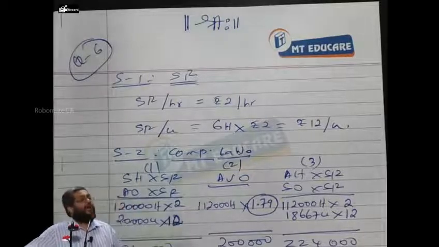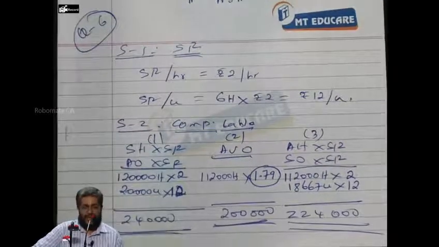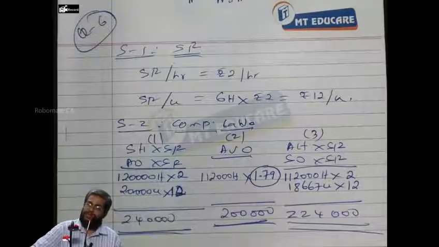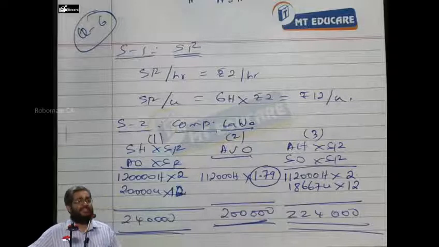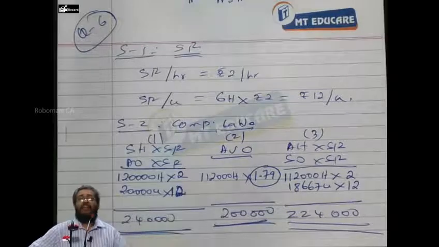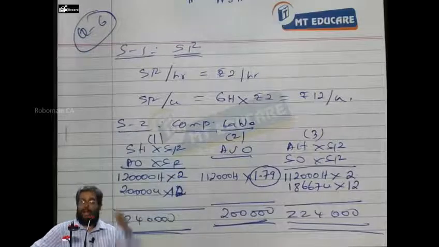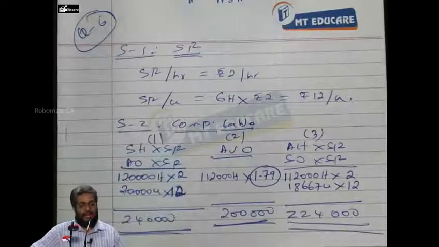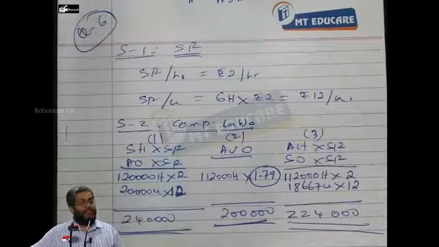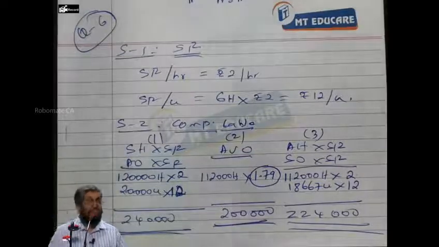Next is step 2, the computation table. How many columns? 3 columns. Column 1 is SH into SR or AO into SR, column 2 is AVO, column 3 is AH into SR or SO into SR. In all this, the assumption is that the cost driver is labor hours as primary and production units as secondary cost driver. SH is standard hours for actual output. SO is standard output for actual hours. Then we calculate variances. Cost variance is 1 minus 2. It branches into expenditure and efficiency. Expenditure is 3 minus 2. Efficiency is 1 minus 3.